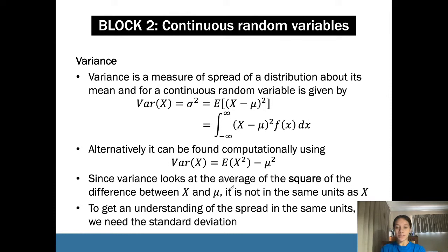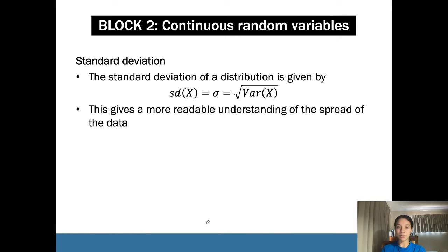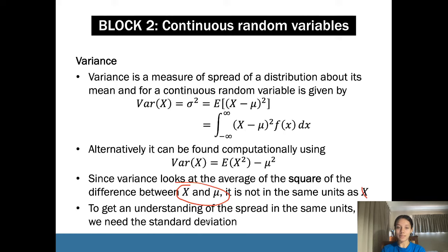Since variance looks at the average of the square of the difference between your x values and the mean, it is not in the same units as your x variable. So to get an understanding of the spread in the same units, we will use the standard deviation, where we just take the square root of the variance. This is a bit more context. Don't concern yourself too much with the thinking behind why we have variance and standard deviation. Just be familiar with how to calculate each one.